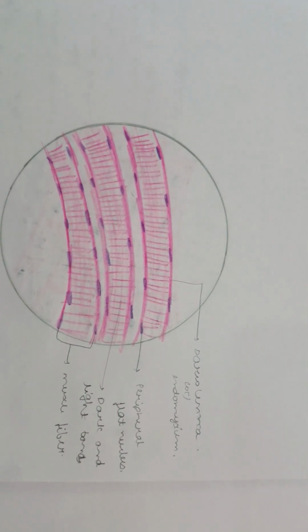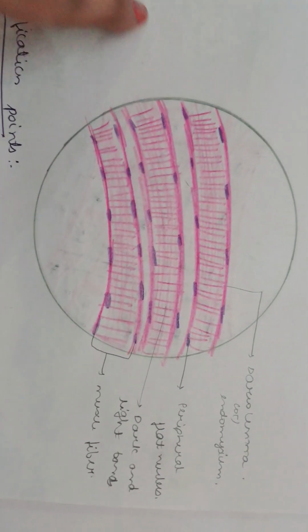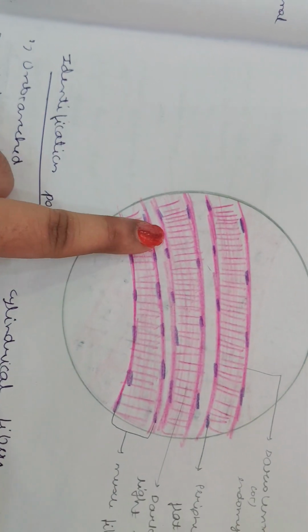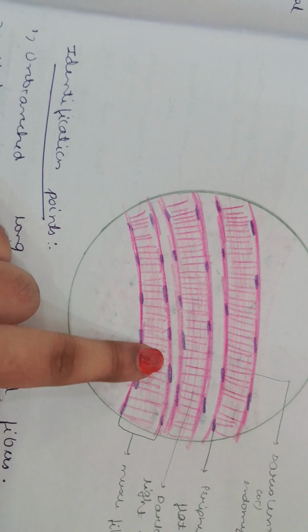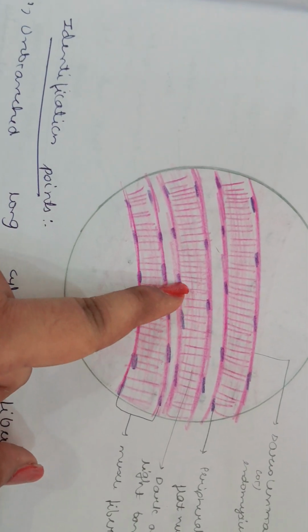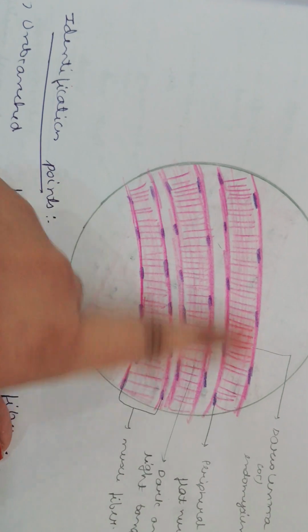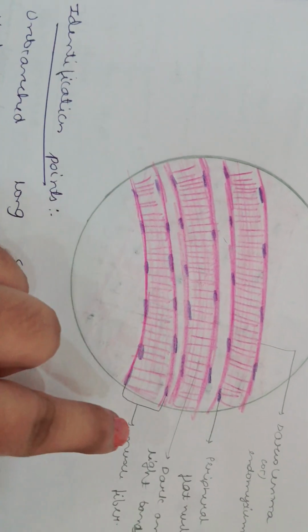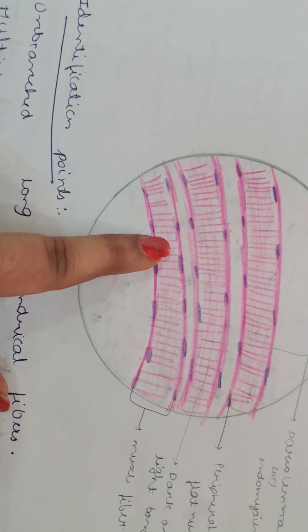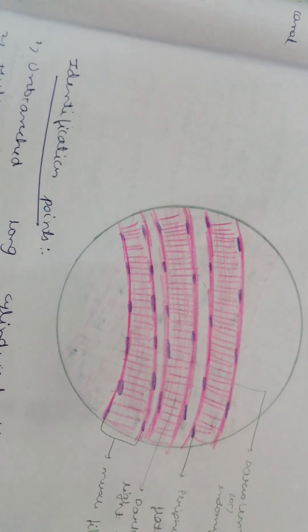It consists of unbranched, long cylindrical fibers, multiple peripherally flattened nuclei, dark and light cross striations are seen. Each cell is long, cylindrical, without branching, and fibers run parallel to each other.